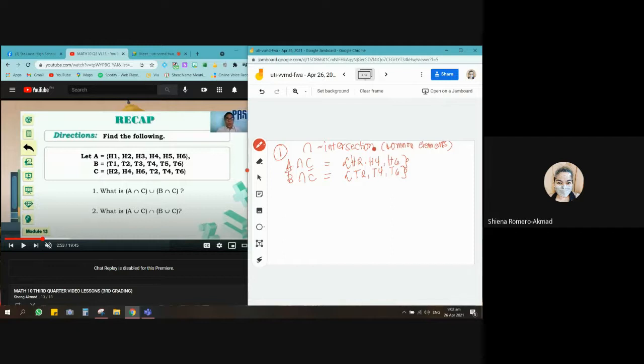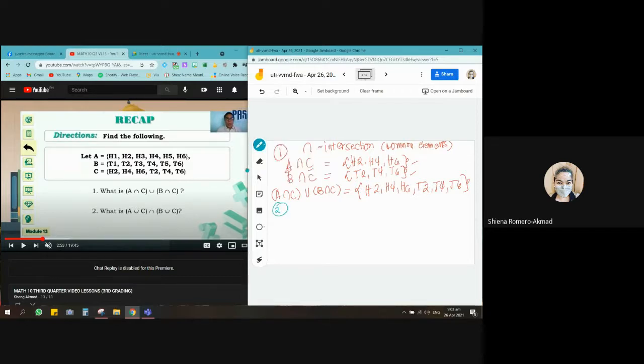So in that case, nakita natin yung intersection ng dalawang events na to. And we are going to get their union. Okay? So that's A intersection C union B intersection C. And I say union nilang dalawa, meaning you have to consider or to get all of the elements of both events. So we have H2, H4, H6, T2, T4, T6. Okay? So yun yung answer natin for number 1.